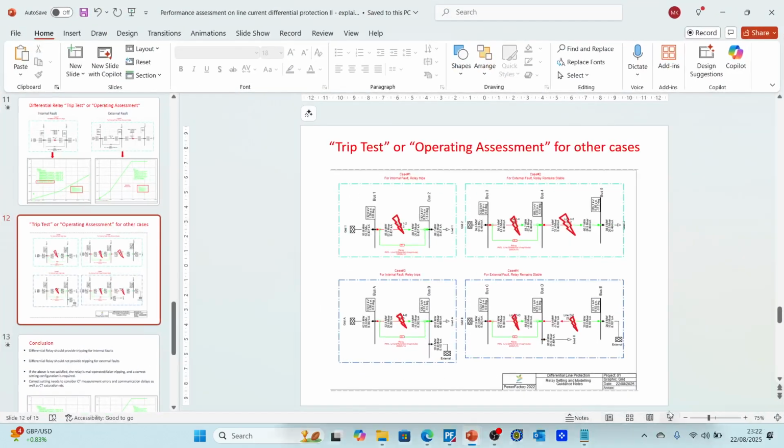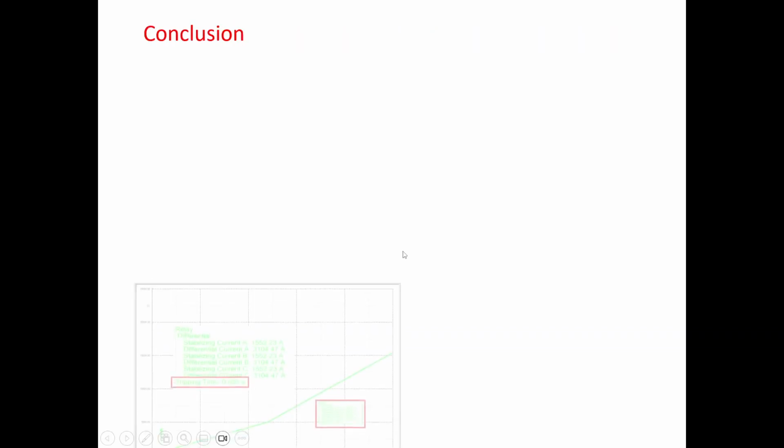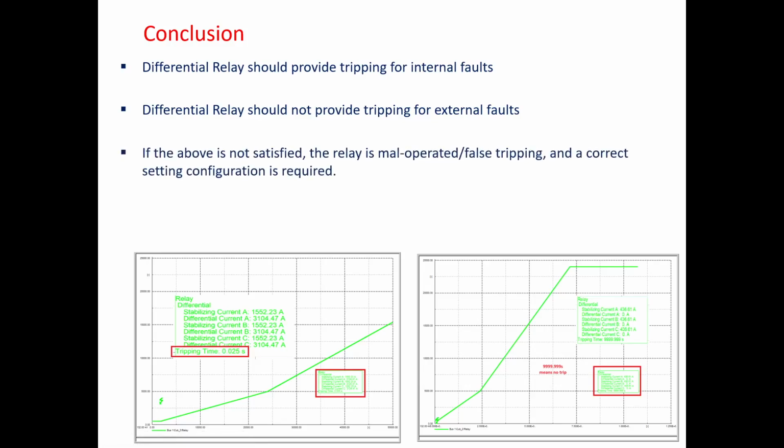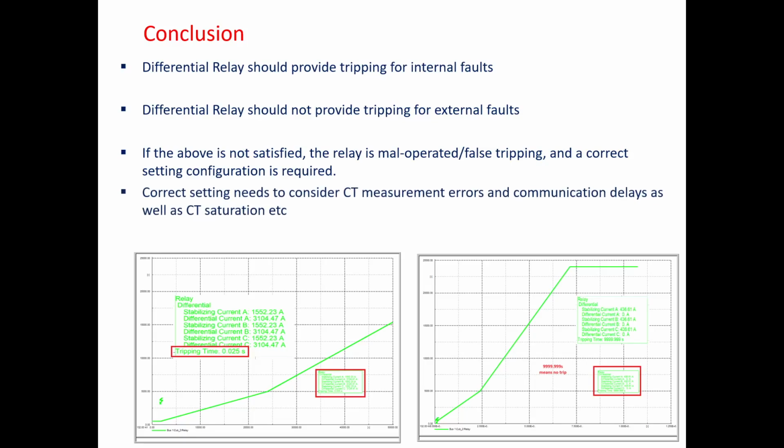Basically, the differential relay should provide tripping for internal faults and should remain stable for external faults. If the above is not satisfied, the relay is mal-operated or it is providing a forced tripping, and a correct setting configuration is required. Correct setting needs to consider CT measurement errors and communication delay, as well as CT saturation, especially during through fault currents.